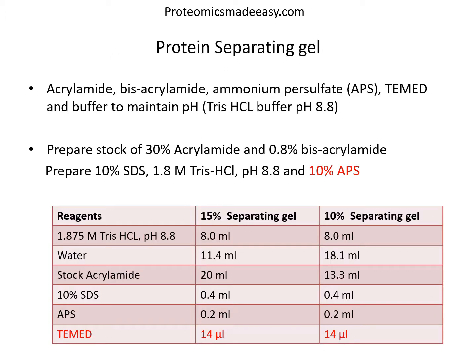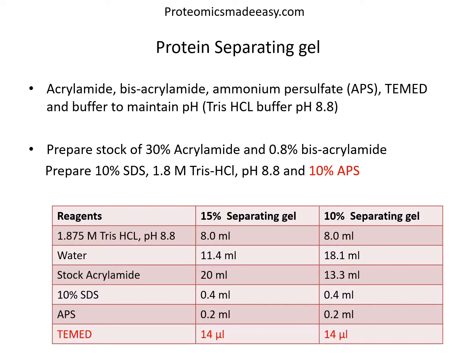So now you know, to cast a gel, we need acrylamide, bisacrylamide, APS, TEMED, and buffer to maintain pH. In this case, Tris-HCl buffer pH 8.8. You can prepare a stock of acrylamide solution, 30% acrylamide and 0.8% bisacrylamide. Filter through Whatman number 1 filter paper and store at 4 degrees Celsius.